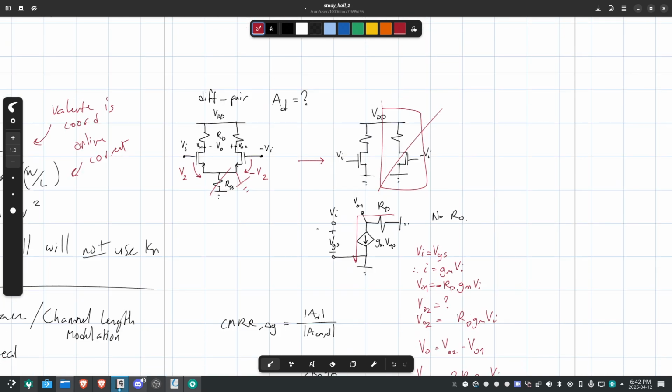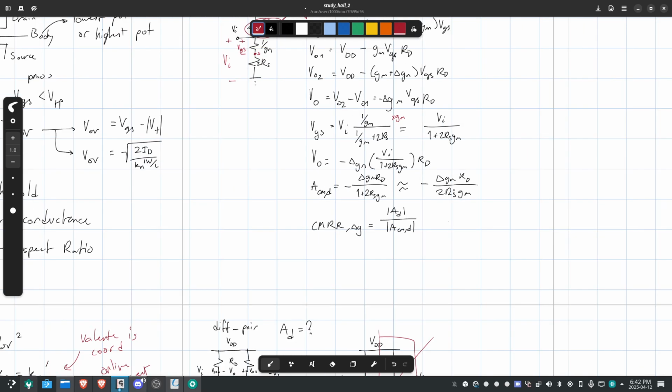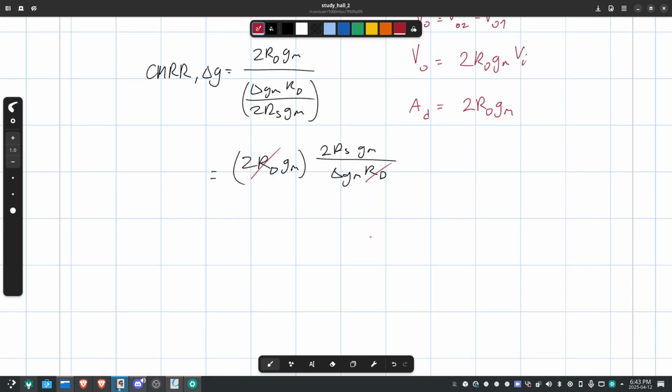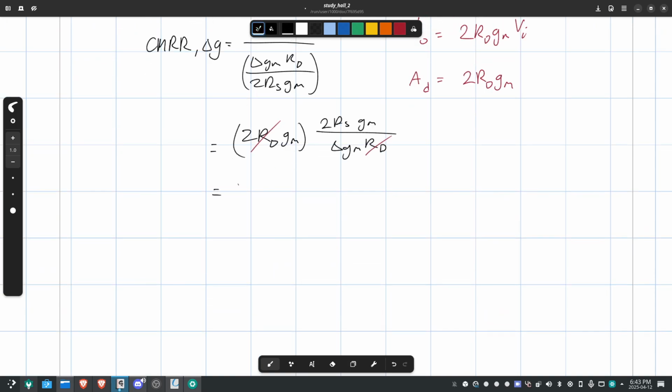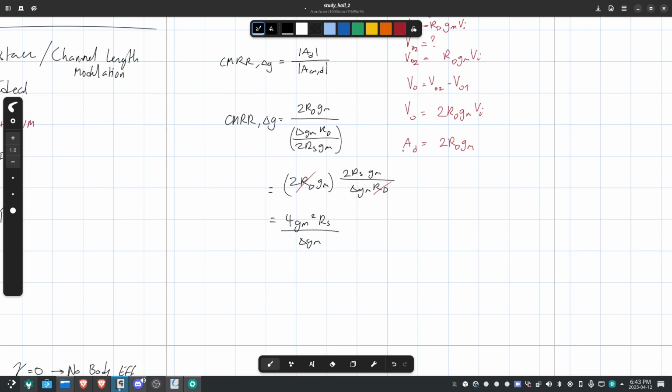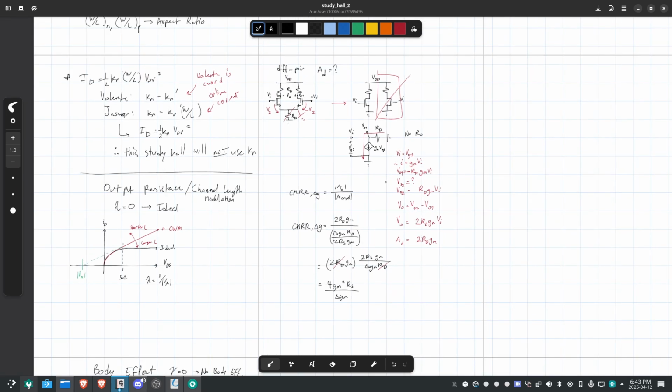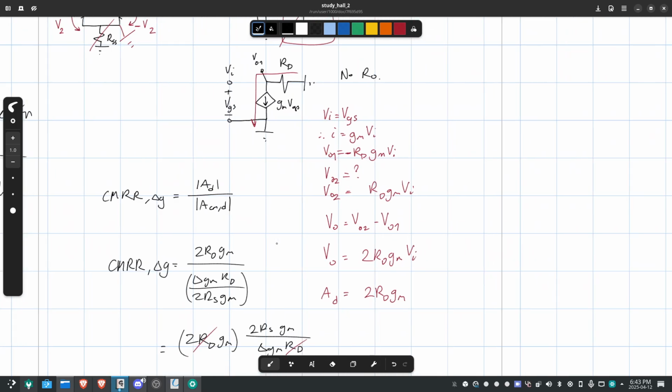Did I put in a 2 here unnecessarily somehow? No. Yeah, no, it's correct. All right. So you end up with 4 GM squared RS over delta GM. There you go. So you see, you could just remember the answer, but there's like 50 different ways to set this up, and you're going to get 50 different things to remember. Or you could just remember the fundamentals and just apply everything else.